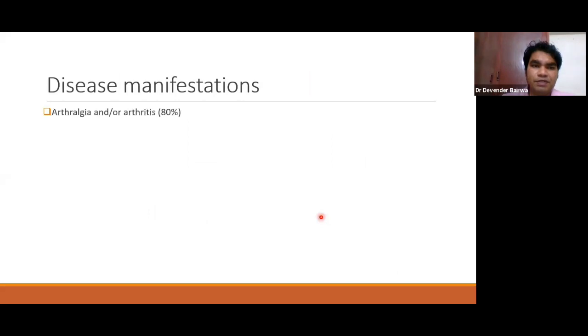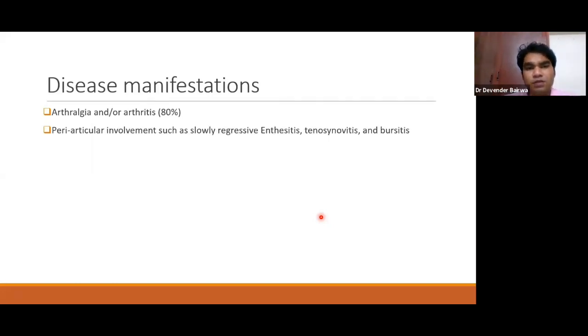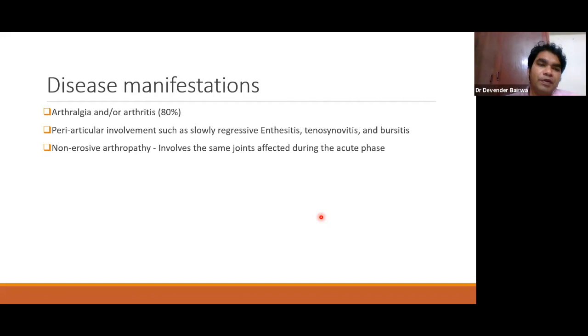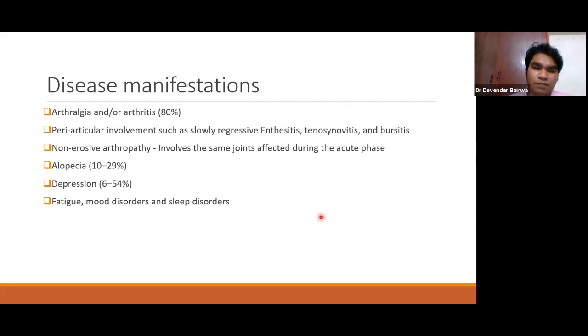As for disease manifestation, generally in acute conditions there will be arthralgia and arthritis; mostly 80% of people will have this manifestation. There can also be involvement of periarticular tissue: enthesitis, tenosynovitis, and bursitis. And there can be development of a non-erosive arthropathy that involves the same joints affected during the acute phase, which can develop in the chronic term. Alopecia can be seen in one-third of patients. Depression has been documented in up to half of patients.